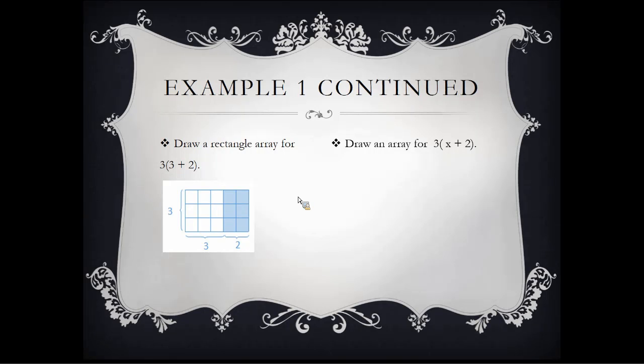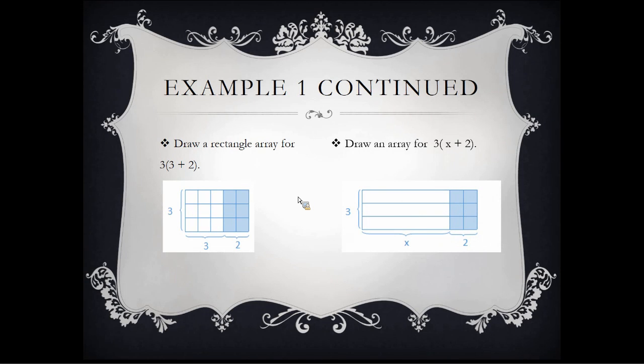Let's draw an array for 3 times the quantity x plus 2. Notice a very similar problem. The only thing that changed is instead of a 3 inside the parentheses, we have an x. So let's see what it looks like. We're going to still multiply the 3 on the left side to both x and to 2. But now that x, we're just showing that it's unknown. We do not know what x is. We do not have to know. It can be a small amount, a large amount, any amount we like it to be. And we're multiplying the 3 to the x and 3 to the 2.